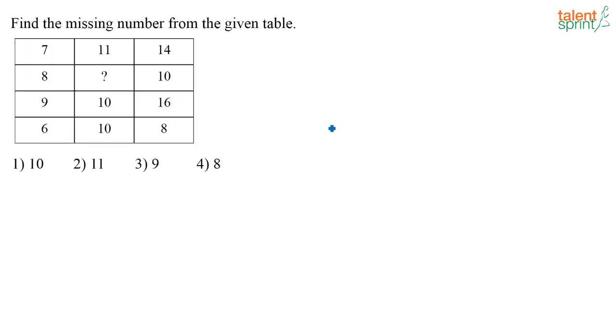Find the missing number from the given table. So how do you solve this? You have 7 plus 8, that is equal to 9 plus 6. The sum of these two is equal to the sum of these two. Similarly, 14 plus 10 is equal to 16 plus 8. So the same logic is to be followed here.